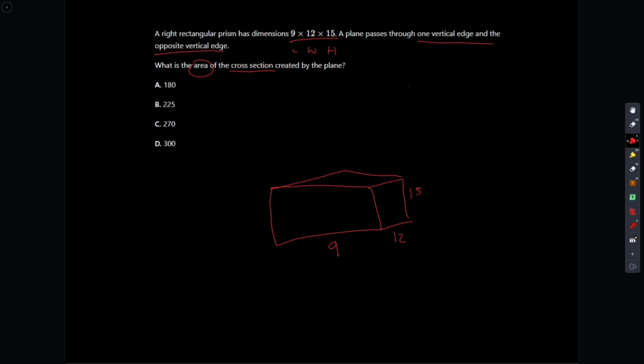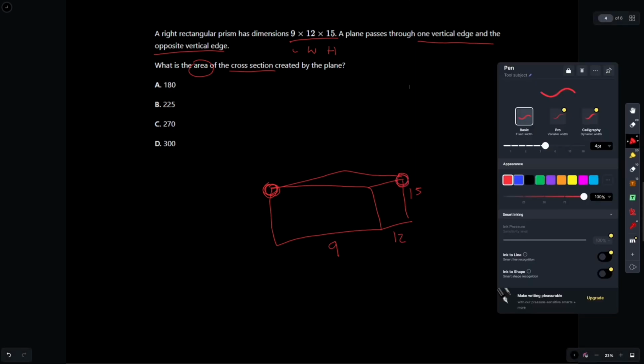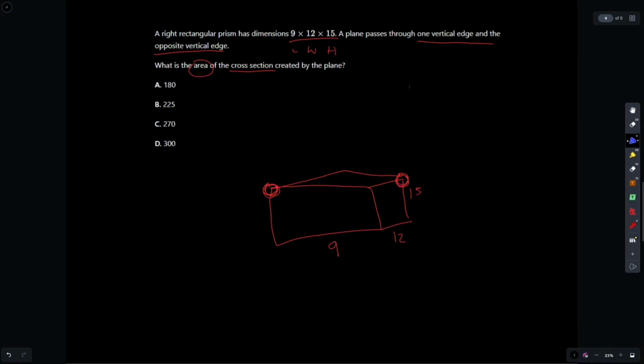Cool, now a plane passes through one vertical edge and the opposite vertical edge. So we can just circle the 2 vertical edges that are being referenced here. And then we'll draw in our plane. I'll change the color here to blue because that's a lot easier to see. And it passes through this vertical edge all the way through here to the opposite vertical edge, right?